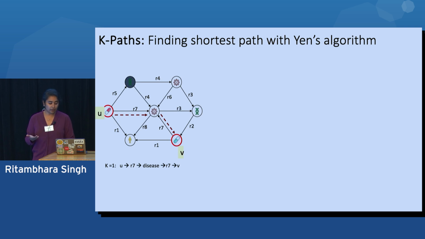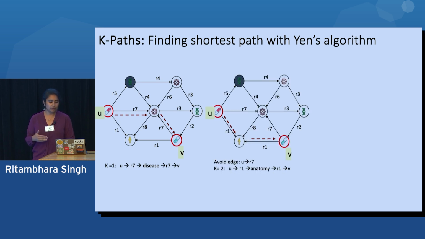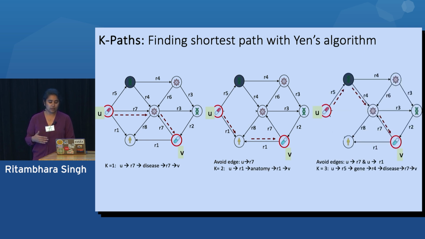Now we want to find other possible paths. So what we do is remove the edge that we had in the first path and then look at the alternative shortest path. So that gives us k equal to 2. Similarly, we'll remove the other edges and then take whatever remaining shortest path we can find between the two entities. So this is how we get multiple K paths. And like I said, there can be some relational redundancy, which we filter out as an additional step.